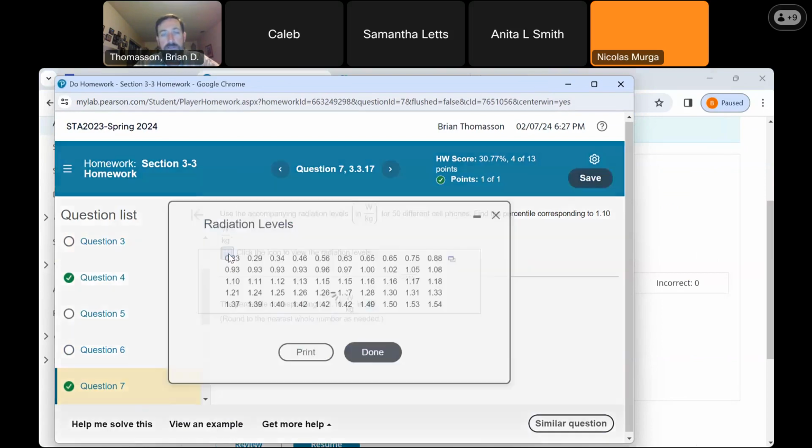All right, so they give us this table, and we're trying to find the percentile for this 1.10. To find the percentile, first of all, we have to figure out how many data elements we have. So this table, let's see, 1, 2, 3, 4, 5, 6, 7, 8. So there's 10 columns and 5 rows. So there's a total of 50 data elements.